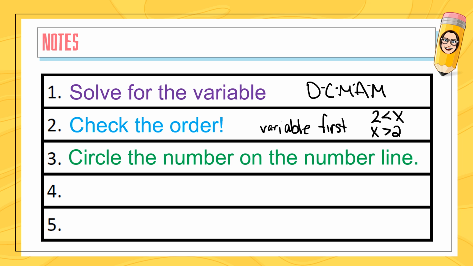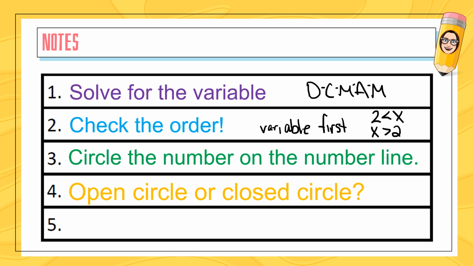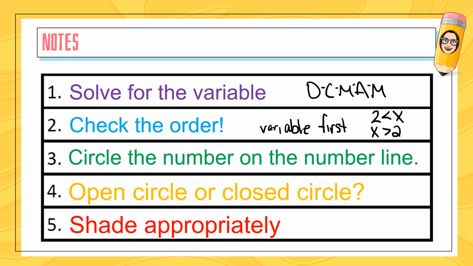Step 3, you are going to be graphing your answers, and so we want to take care of circling that number on the number line. It's either going to be open or closed. We'll talk about that in a bit. Oh, sorry, that is step 4. Is it open or closed? So after you circle the number on the number line, is it open? Do you shade it? That's what we're going to work on. And step 5, shade appropriately, meaning less than shades left, greater than shades right. But that's only true if you took care of step 2. Okay? So again, I'm just going to go through these steps on each example to help you through.